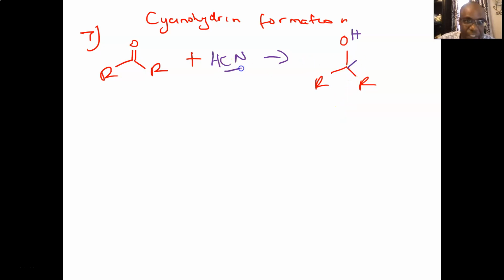The CN part of HCN goes to the carbon of the carbonyl. So you see, you would have added H and CN across the double bond. This structure here is called a cyanohydrin. Hydrin because there's an OH sharing a carbon with the CN. Cyano because you added the CN.